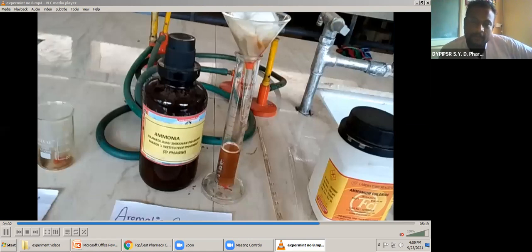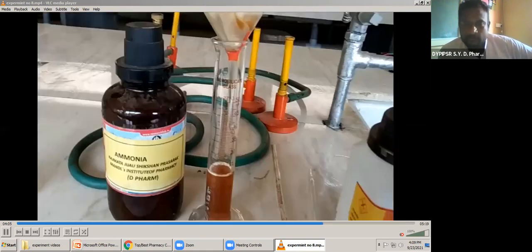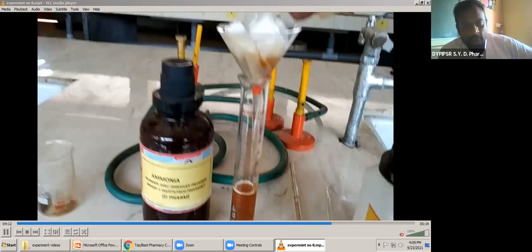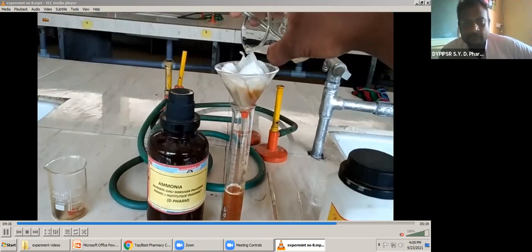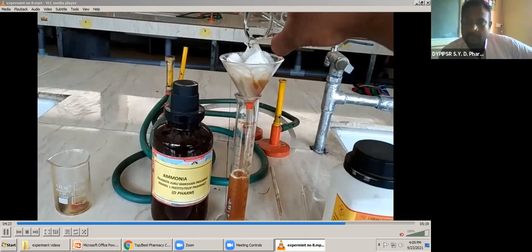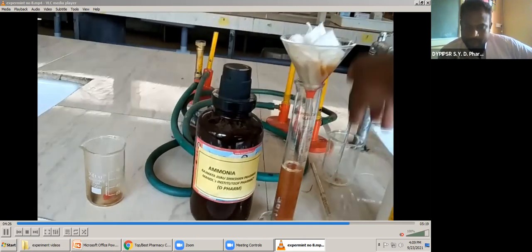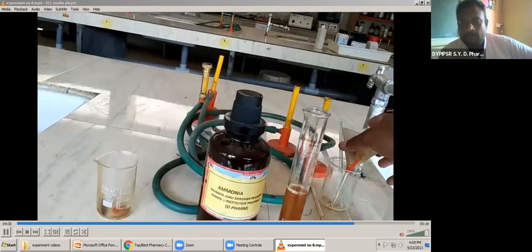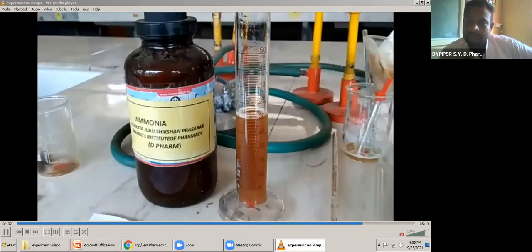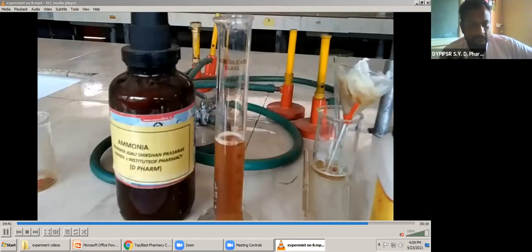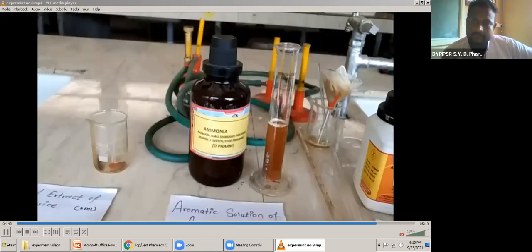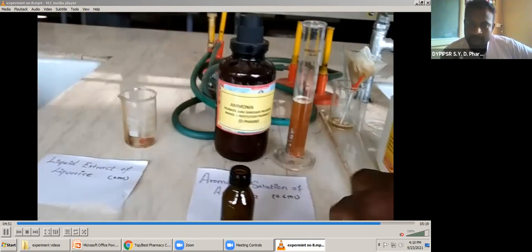Then we have to add purified water to this solution and make up the volume to 30 ml. The 30 ml quantity we have to dispense to that particular patient. Now we are adding the purified water till it reaches the 30 ml mark. So the final formulation will be of 30 ml. As you can see on the measuring cylinder, the solution has reached the 30 ml mark. Now this solution is free from any visible foreign particles because we have filtered it, and we have made the required volume.